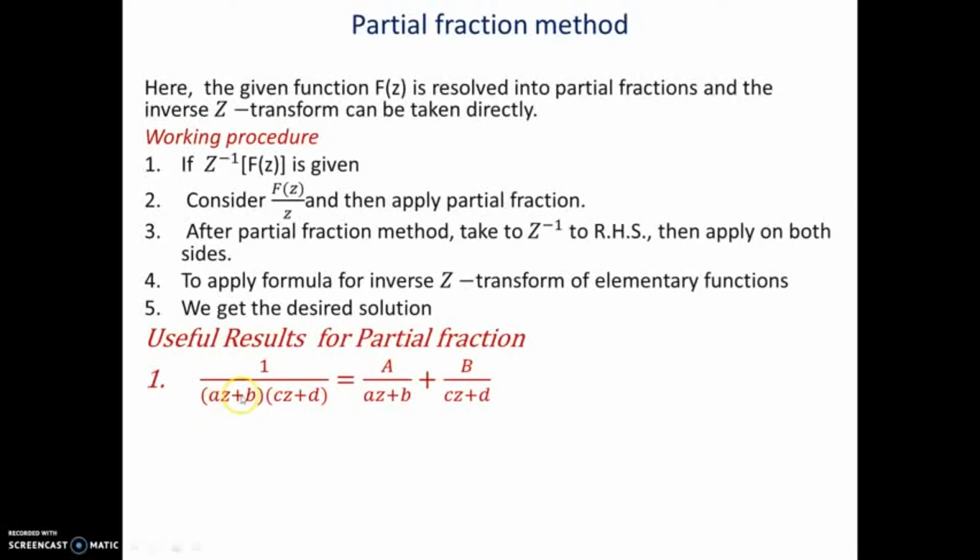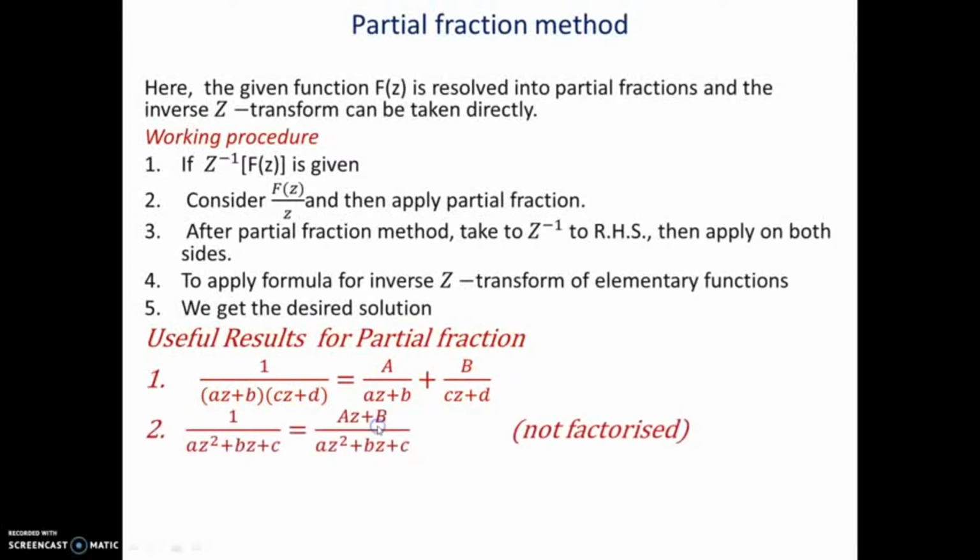1 divided by (az plus b)(cz plus d). The degree of denominator is 2. There are two arbitrary constants, say capital A and capital B. Also these two factors are linear factors. Therefore, to split into partial fractions: capital A divided by (az plus b) plus capital B divided by (cz plus d).